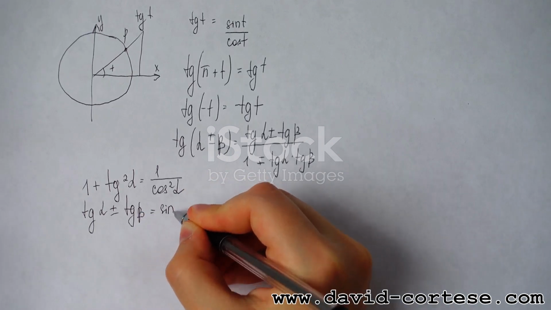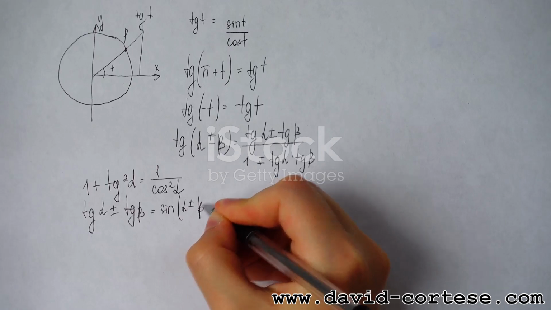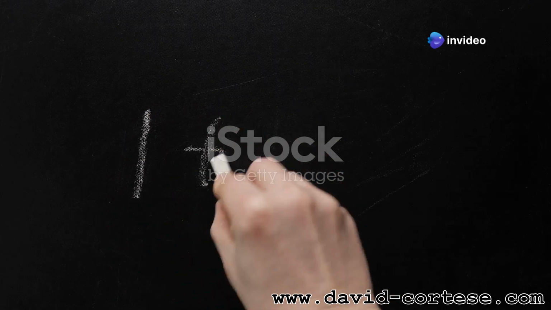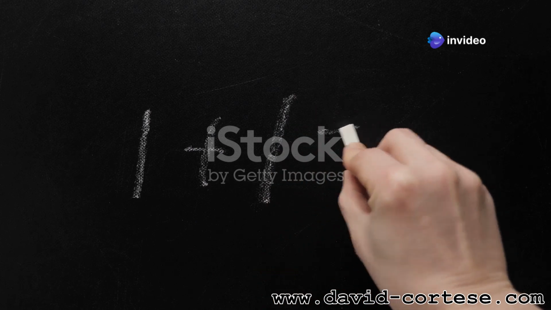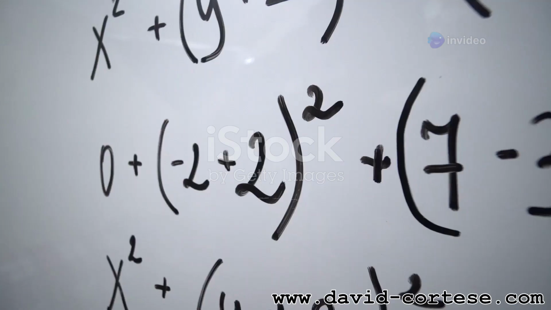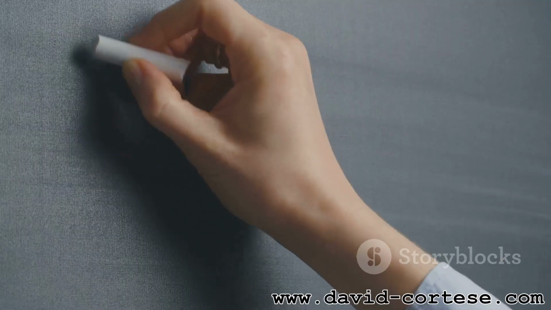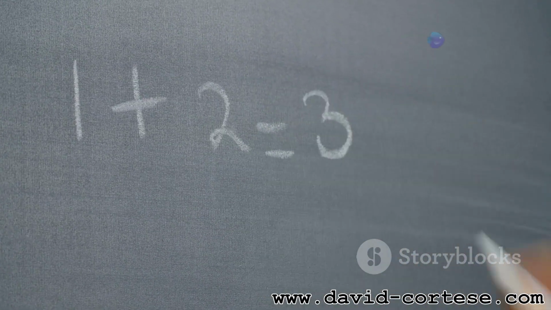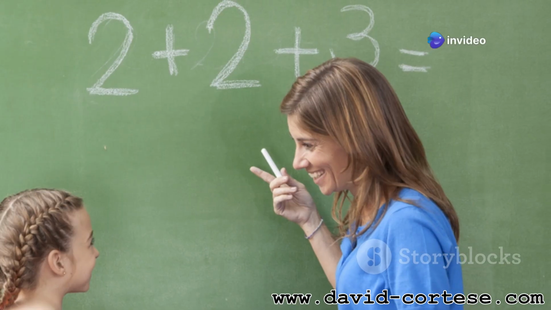Section 6. Step-by-step guide. Solving a linear inequality. Let's illustrate the process of solving a linear inequality with a simple example. Solve for x: 2x plus 5 is less than 13. Step 1, isolate the term. Subtract 5 from both sides of the inequality. 2x plus 5 minus 5 is less than 13 minus 5. 2x is less than 8.